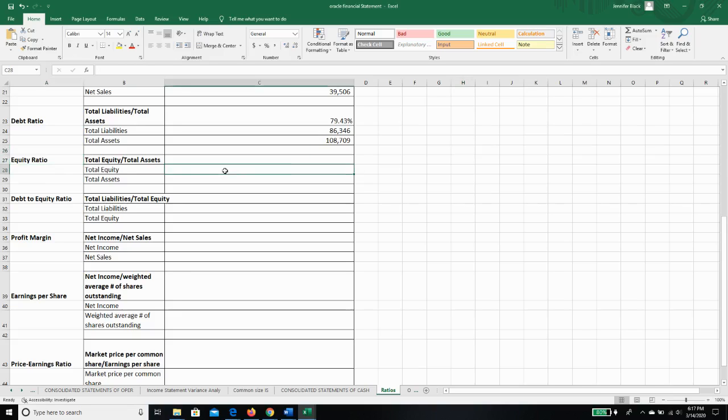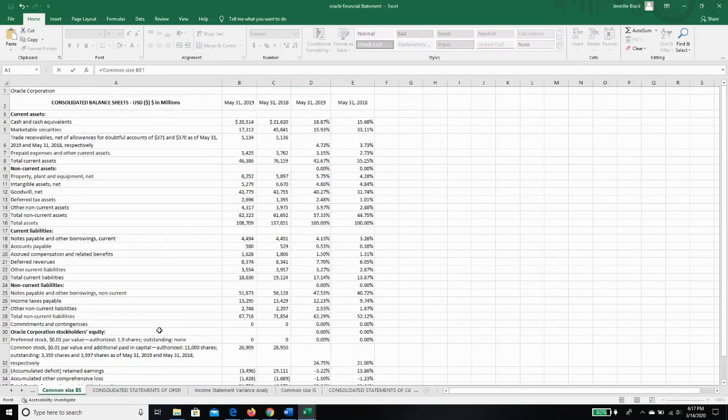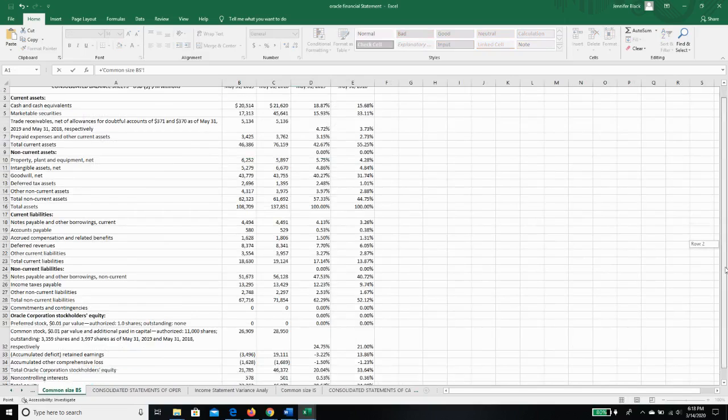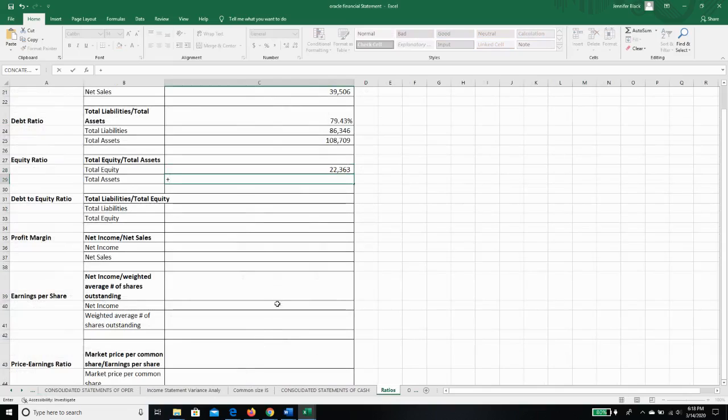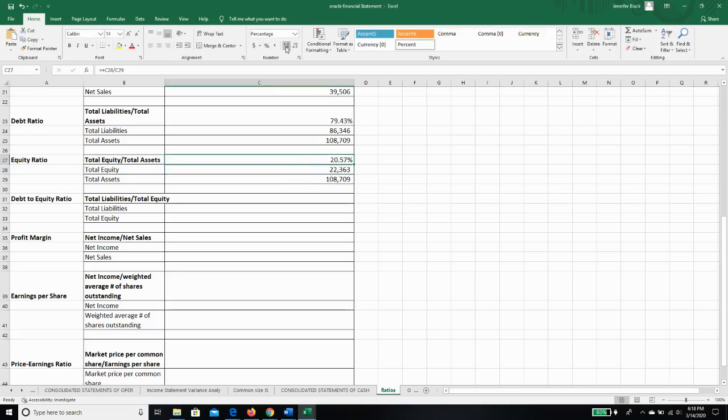So for our equity ratio, we start with total equity. So back to the balance sheet. And our total equity, I'm going to scroll down to the bottom. You can see here, row 37 is 22,363. Total assets, we're up here, the 108,709. So I'm going to take my total equity, divide by total assets, and I'm going to make that a percentage, and I get 21.57%, or almost 21%.